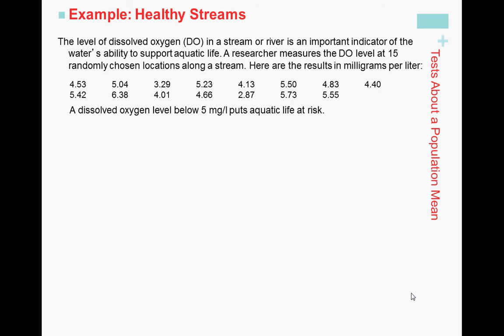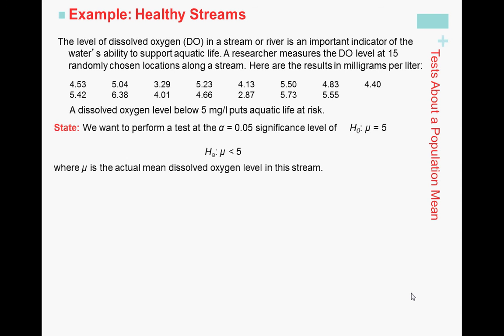So as far as our state step, we want to perform a test at the alpha equals 0.05 significance level, where the null hypothesis is mu equals 5, and the alternative hypothesis is that mu is less than 5. Since less than 5 gives danger to the aquatic life, that's what we care about. That's what we want to check. And we have to define our mu, just like with proportions, we have to define our p. It's the actual mean dissolved oxygen level in this stream.